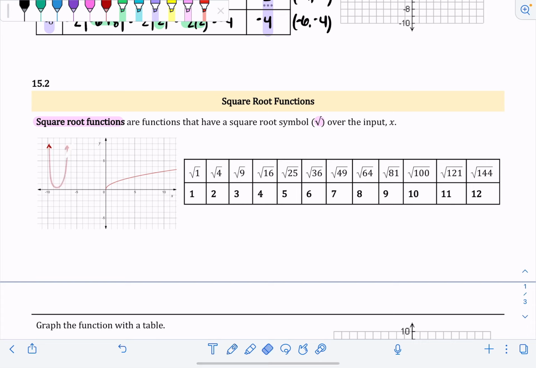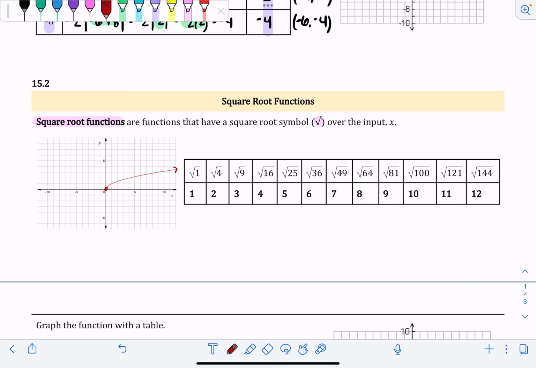One thing that's important to know about square root functions is that they have a specific start point. So instead of having arrows on both sides, a square root function would only have an arrow on one side, and this point right here would be a specific start point. The reason is that you can't take the square root of a negative number. So our domain, the x values that we can put in, are limited.